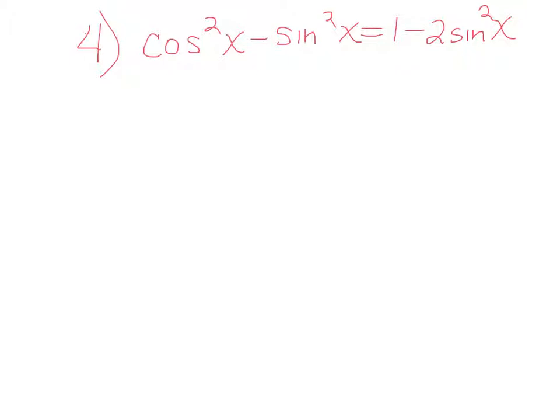So in place of cosine square of x, I'm just going to write 1 minus sine square of x. And this is minus sine square of x. And that equals, and I'm just going to break this down. Now, since I don't have anything outside the parentheses, I can just erase those parentheses, because I don't have anything there.